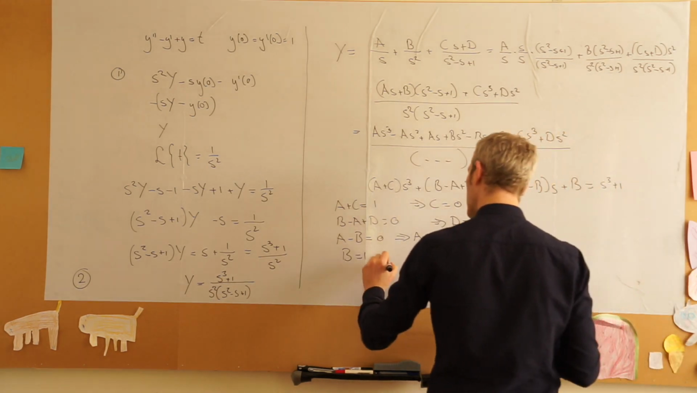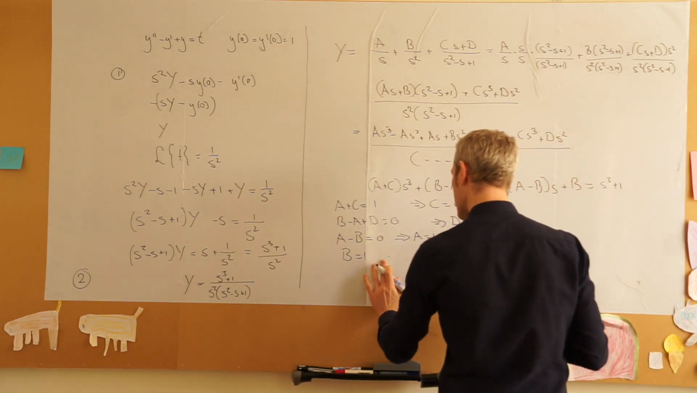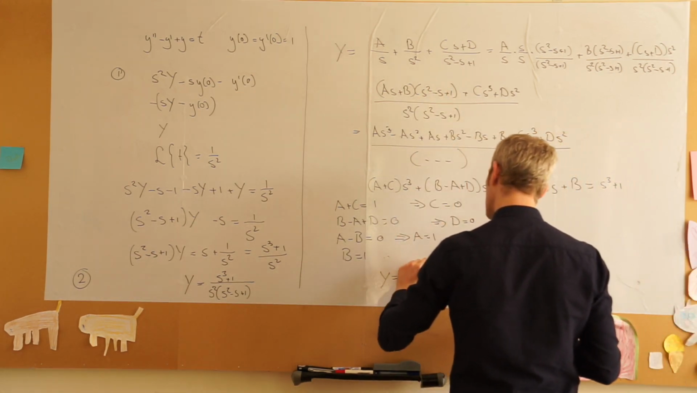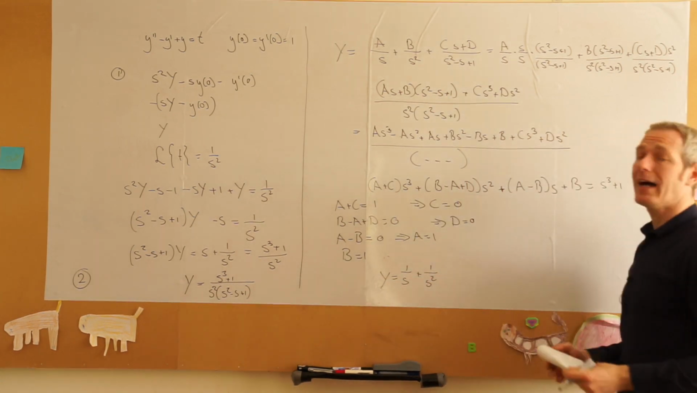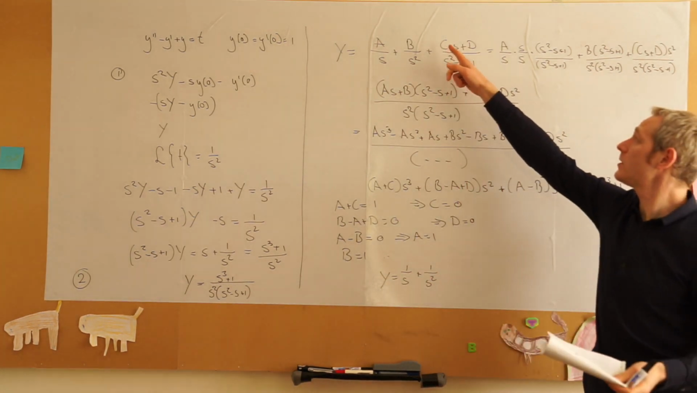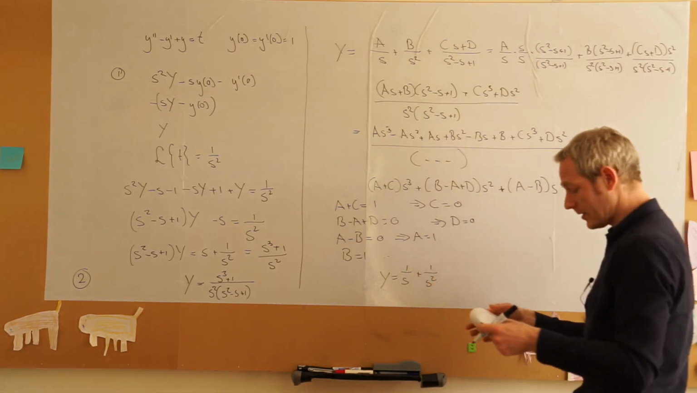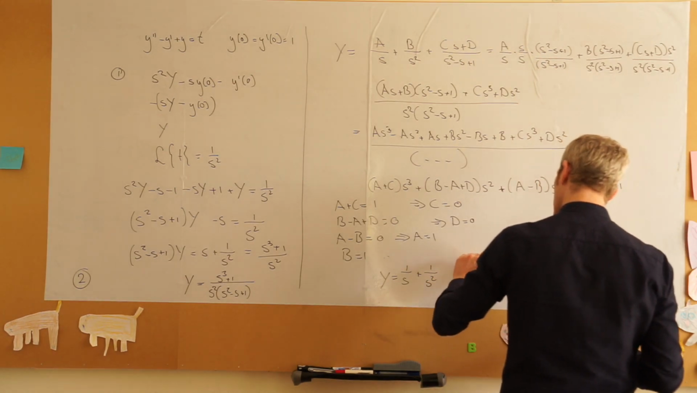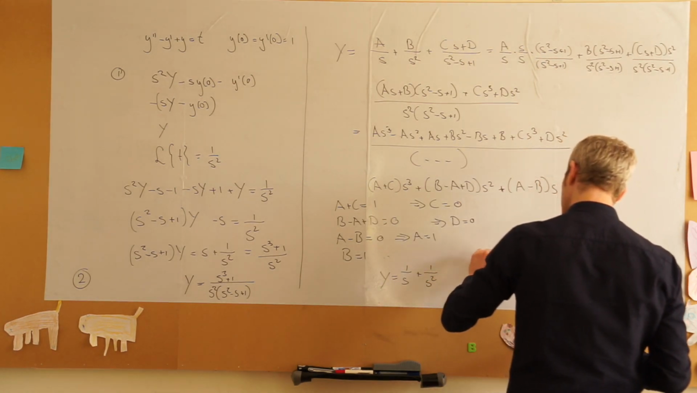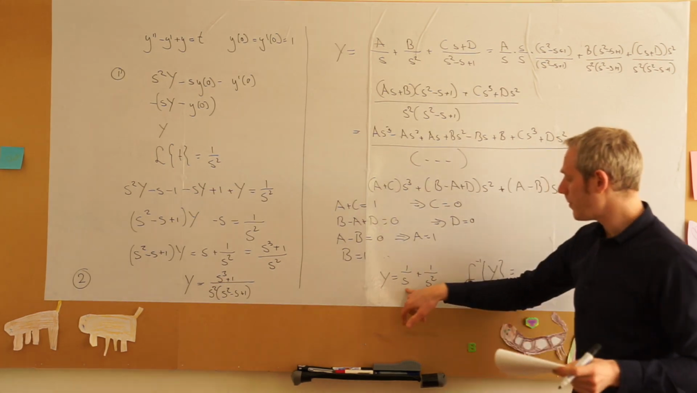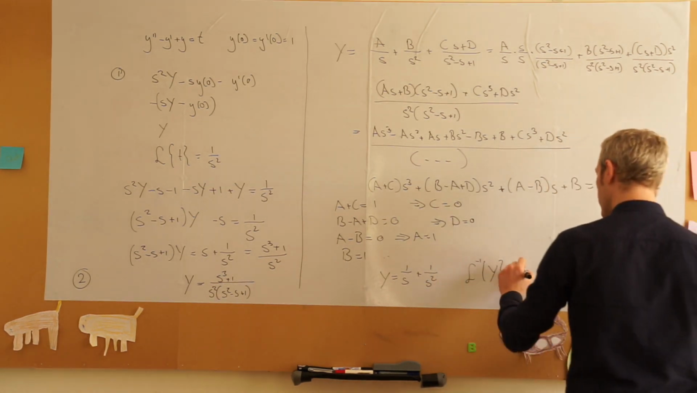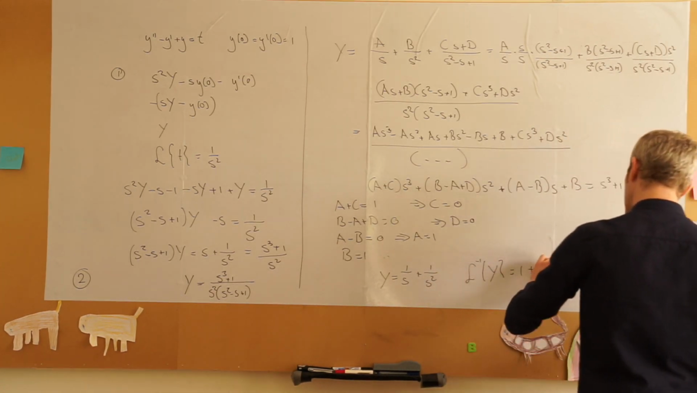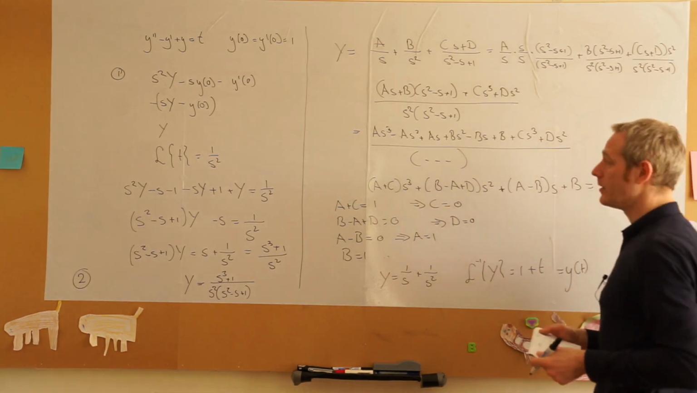So we have that Y is equal to 1 over s plus 1 over s squared, and that's it. Because C is equal to 0, D is equal to 0, and we're just left with this. Now, if we take the inverse Laplace transform of Y, we get that the inverse Laplace transform of 1 over s is simply 1. The inverse Laplace transform of 1 over s squared is t. And that is the solution to our differential equation.